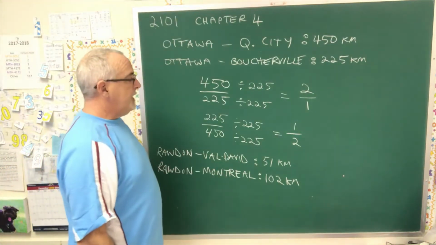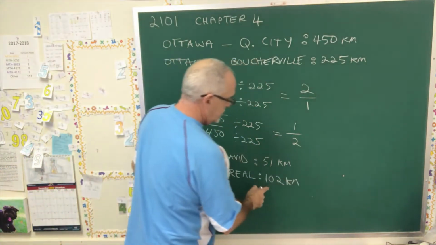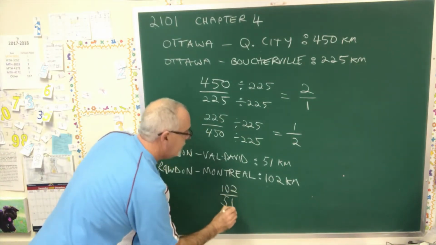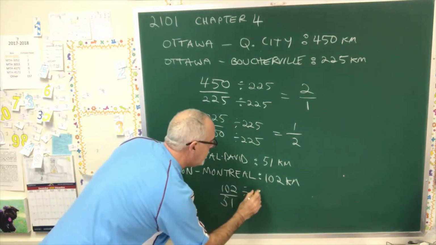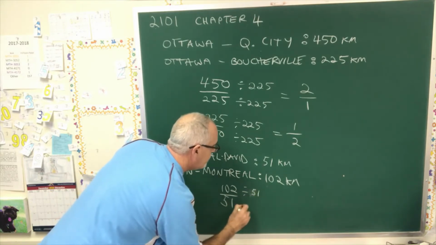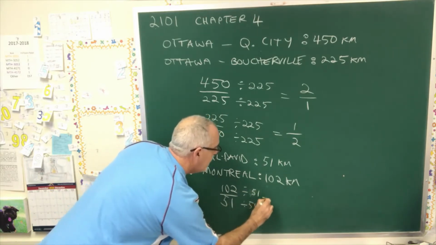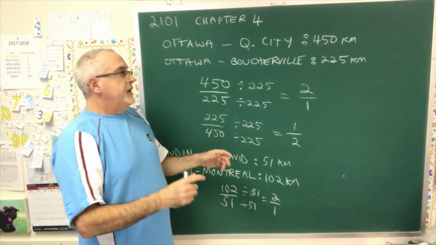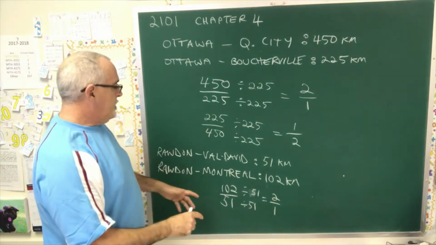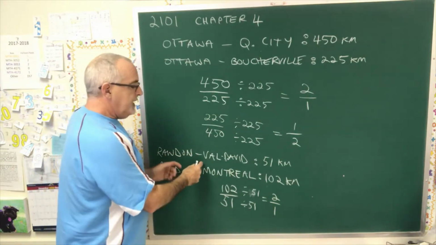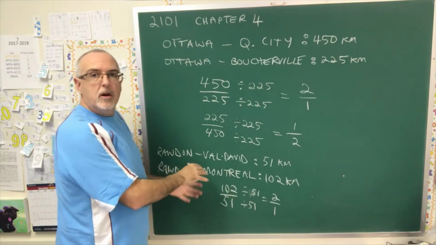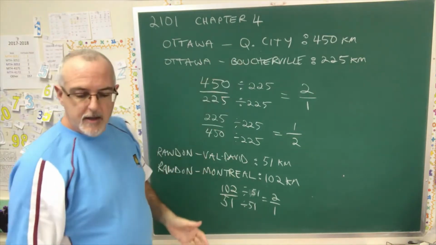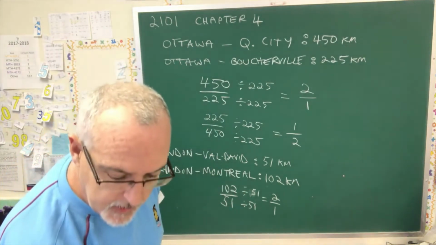Well, let's put the two numbers together. I'll put the smaller one on the bottom again. So I have 102 to 51, and then I'm going to simplify by 51. And I get 2 to 1. I get the same ratio. So it just so happens that the ratio of distances between these cities, the closer drive and the further drive, is the same as the ratio of the distances between these other set of cities. So it's a contrived situation, I admit it.